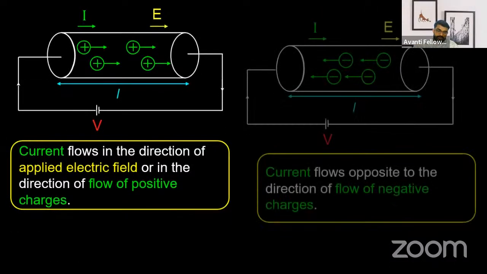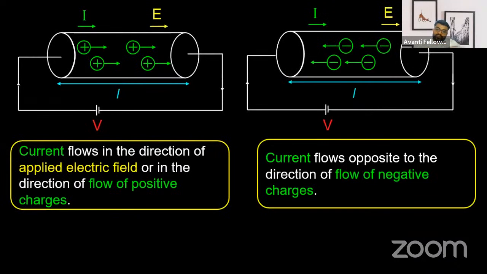Now see. If you see the left-hand side picture, current flows in the direction of the applied electric field, or in the direction of the flow of positive charges. But if you see the right-hand side picture, no changes. Just negative charge motion is shown in the same left-hand side picture. So you will see the current flows opposite to the direction of the flow of negative charges. Write this point in your notebook.